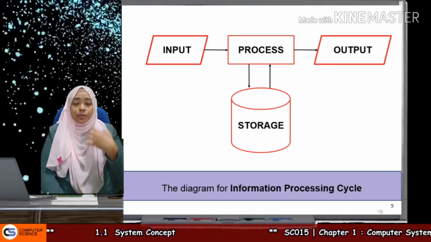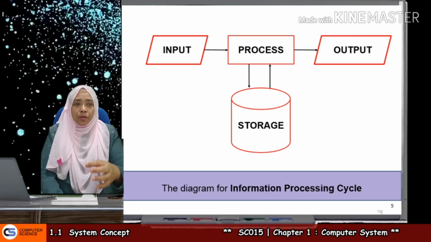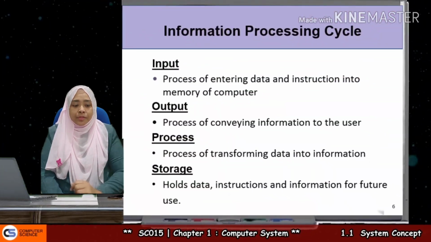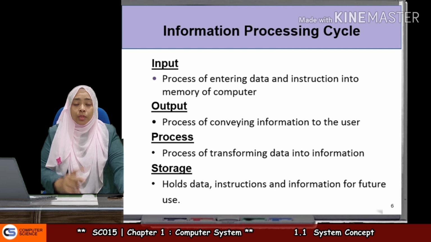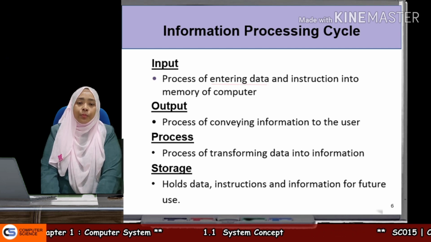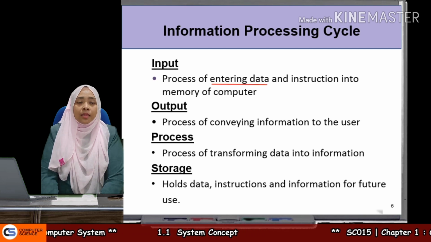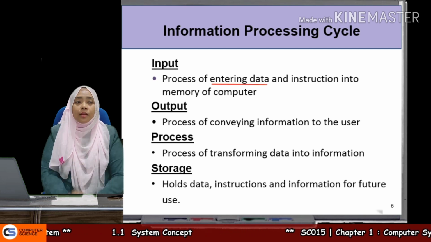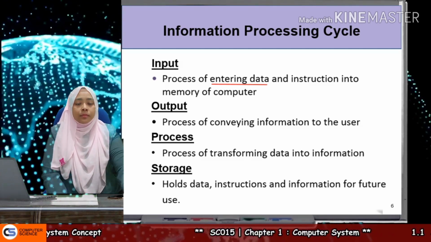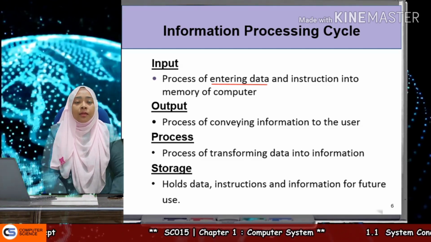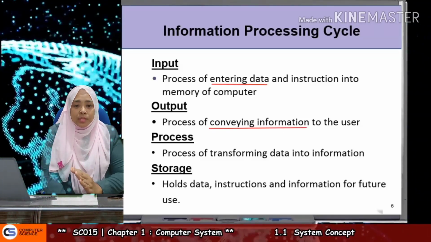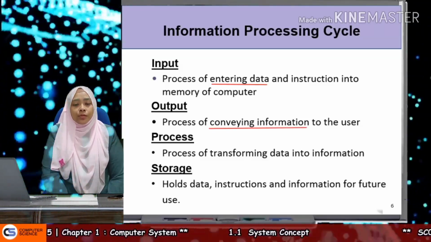Now we want to describe the terms for each process in the information processing cycle. The first one is input. The keyword for input is entering data. So the term for input is the process of entering data. The keyword here is entering data and instructions into the memory of the computer. Next, output. The keyword is conveying information. So output is the process of conveying information to the user.